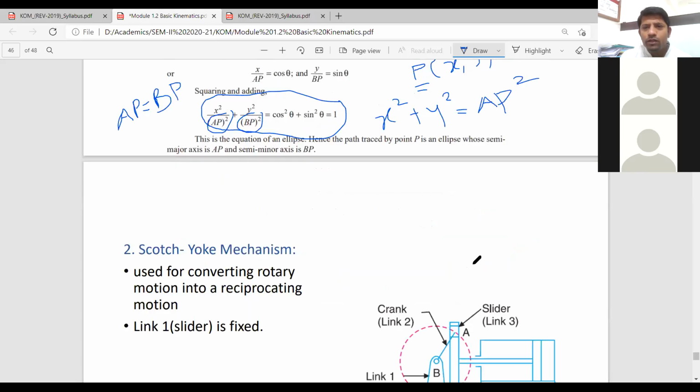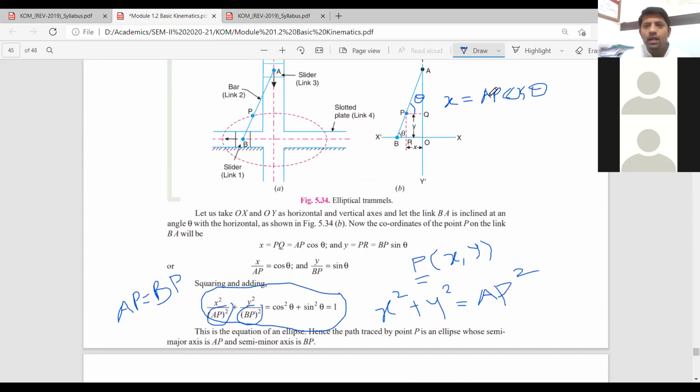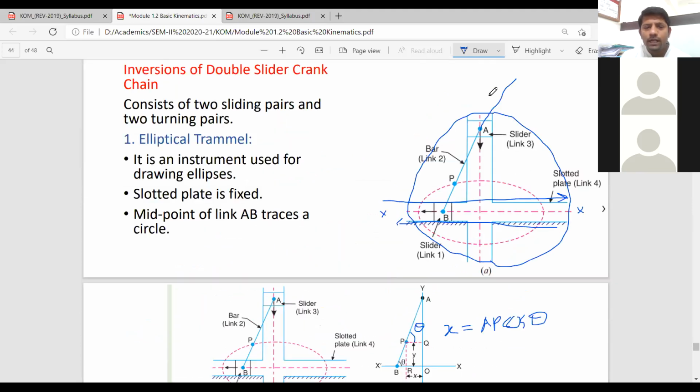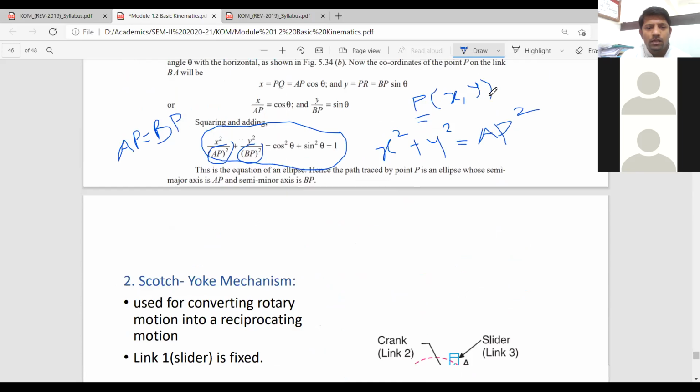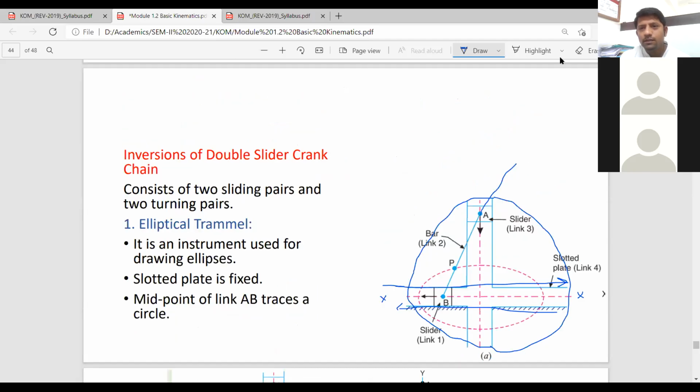So it was your first inversion of the double slider crank chain. Now next inversion is your Scotch yoke mechanism. Scotch yoke mechanism is your second inversion of the double slider crank chain. So in this Scotch yoke mechanism, what is fixed? Link 1, that is the slider, is fixed instead of the slotted plate. So see what will happen. You consider again this, I will explain you.